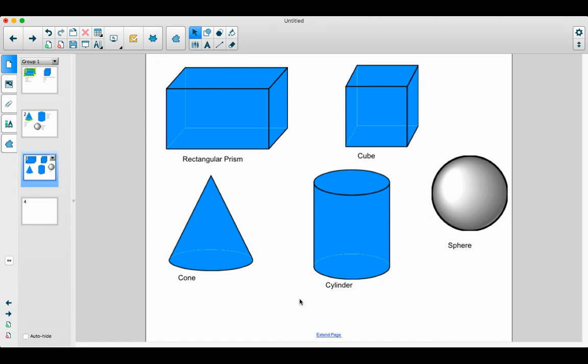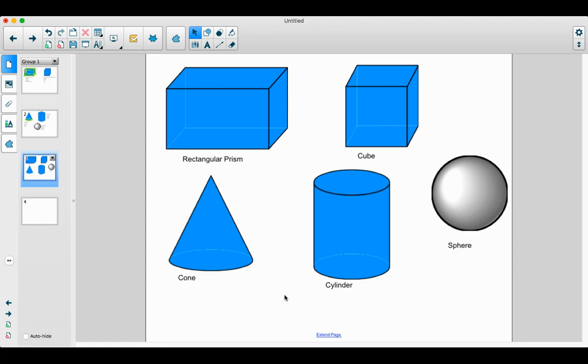You can find these three-dimensional shapes around your house. A rectangular prism might be a tissue box or a cereal box. You might have cubes at home if you have dice or blocks. When I think of a cone, I think of a party hat. And a cylinder could be a soda can or a can of vegetables. And a sphere, we talked about, could be a ball, a soccer ball. Maybe some sort of light might also have a sphere-like shape.